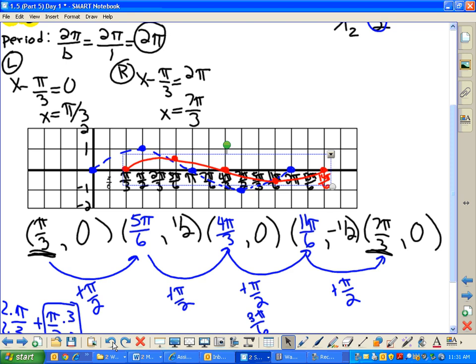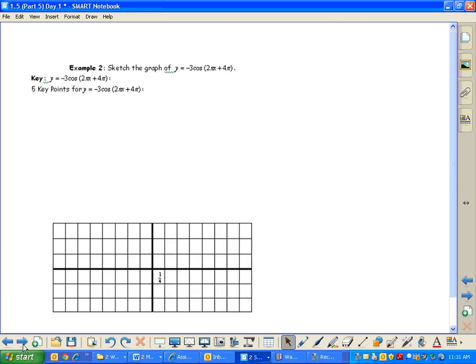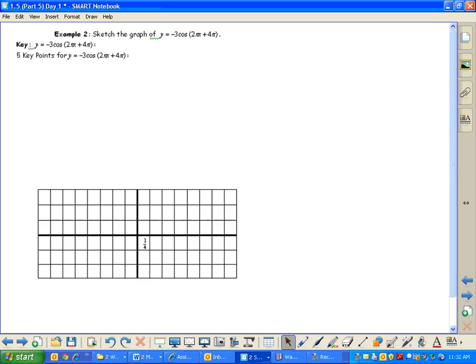All right, so we got one more to do together as a class. All right, last example in the note packet. We are going to repeat the exact same steps we just did. Start to finish, we're going to graph the equation y equals -3 times the cosine of 2 pi x plus 4 pi.